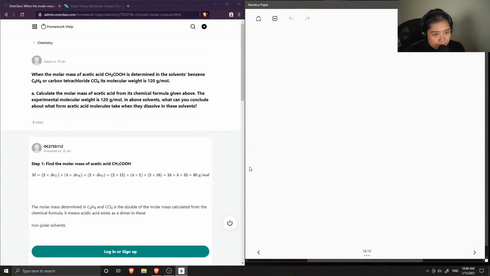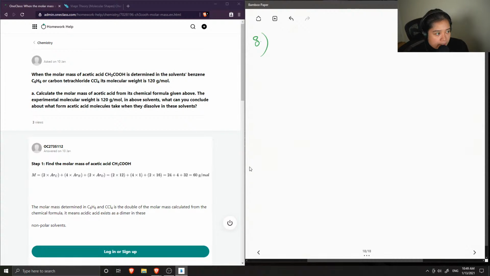Okay, so question number 8. When the molar mass of acetic acid is determined in the solvents benzene, which is C6H6, or carbon tetrachloride, its molecular weight is 120 grams per mole. Calculate the molar mass of acetic acid from its chemical formula given above. The experimental molecular weight is 120 grams per mole in above solvents. What can you conclude about what form acetic acid molecules take when they dissolve in these solvents?